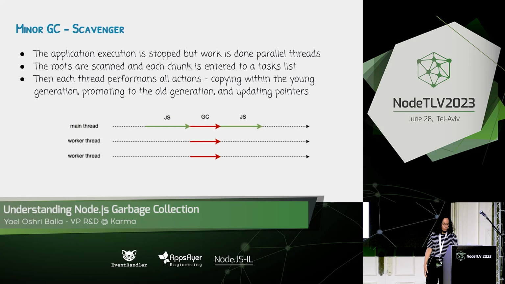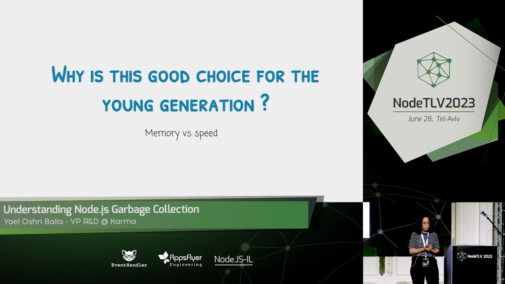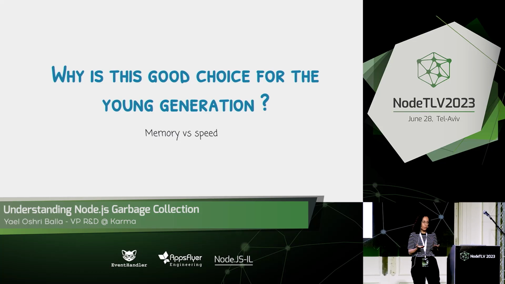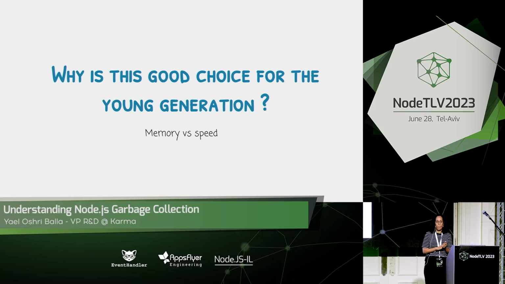Why is this a good choice for the young generation? We said copying objects and updating references is expensive. We have half of the memory empty all the time. So why should this be quick? This is because, as we said, in the young generation most of the objects are actually garbage. So we'll have only a few objects to copy. This is also why we don't need a lot of memory allocated for the young generation. And this algorithm can be very, very efficient.